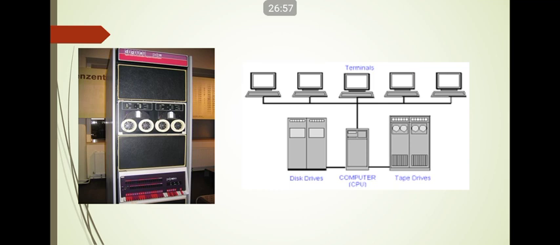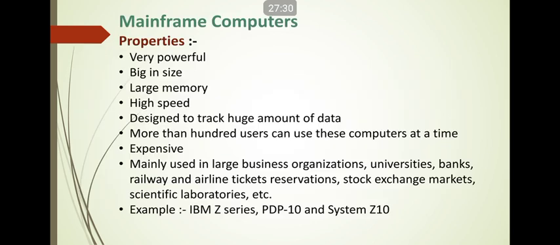Now let's see the image of a mini computer. It is so big in size that it looks like a refrigerator. Yes, it's not a refrigerator, but it looks like that kind of shape. In the next image you can see how a number of monitors are connected to one CPU. Here, for example, 5 monitors are taken and connected to the CPU. This part is clear.